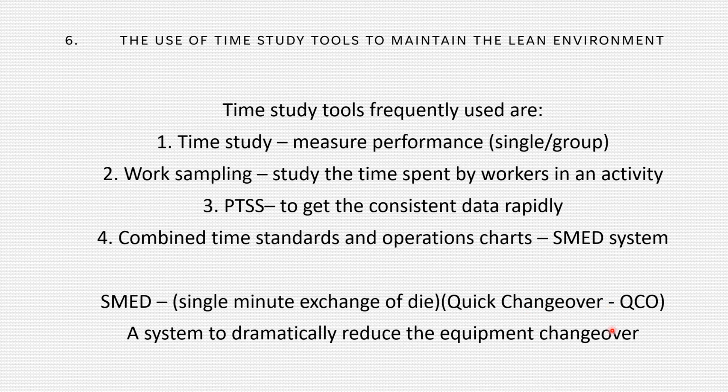We also have another term that we use, QCO. So that's a quick changeover. These are nothing but a system to reduce the equipment changeover. Okay, you have to change the equipment, especially in a lean production environment, so that you can produce different things, different products. So quick changeover, single minute exchange of die, and these are the operation control, okay, and we use them for time study.